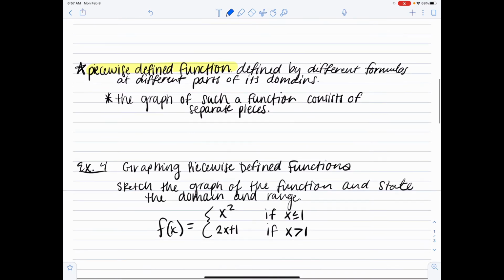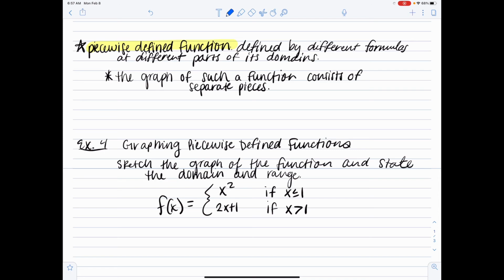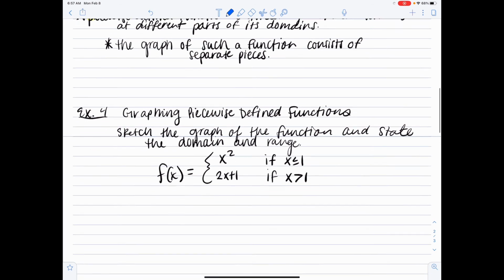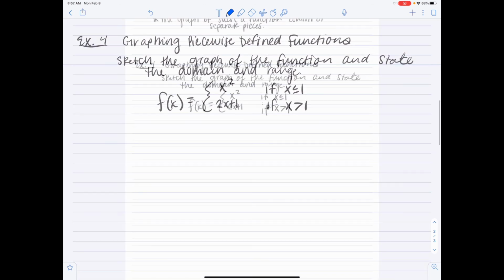All right, quick definition of piecewise functions. It is a function defined by different formulas at different parts of its domain. So it's broken into sections. The graph of such a function consists of separate pieces. Okay, so we did an example of this before. We're going to do one again.